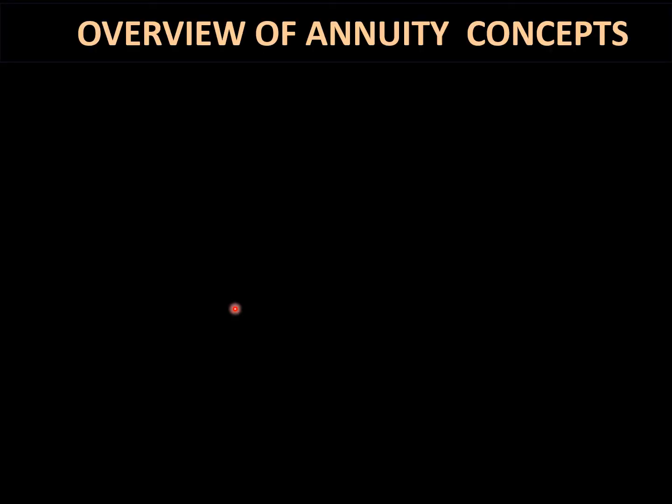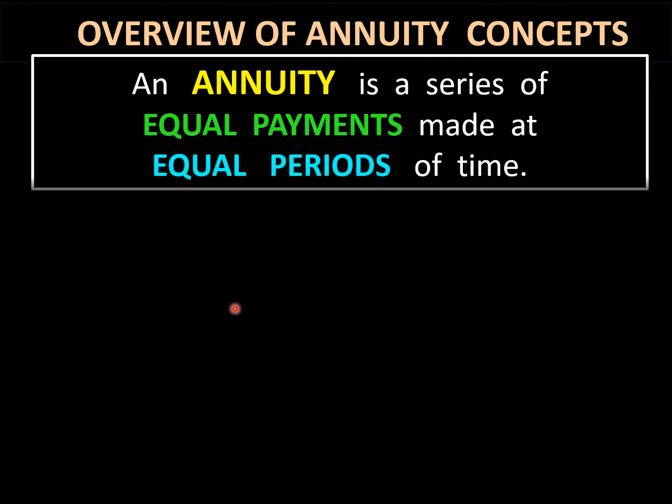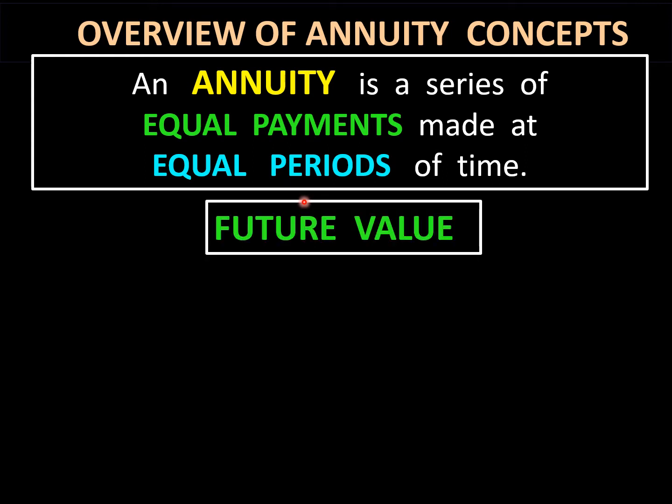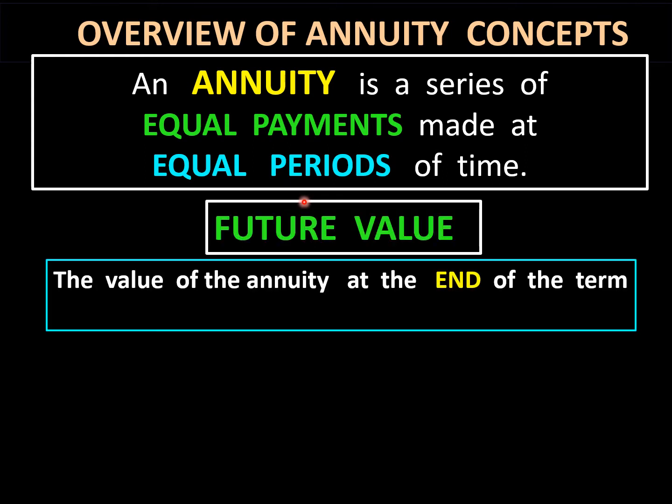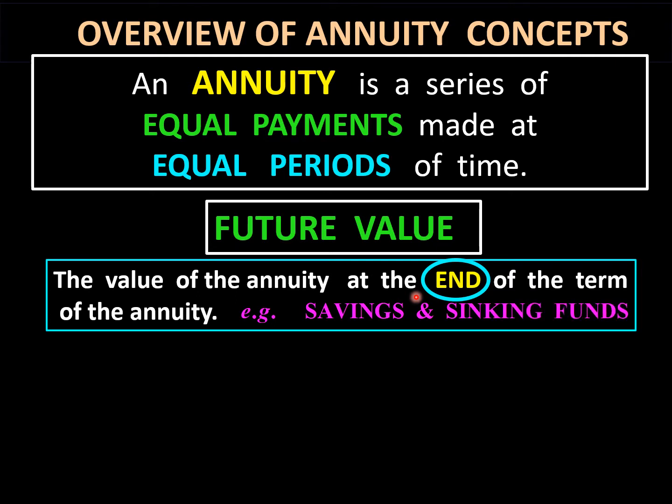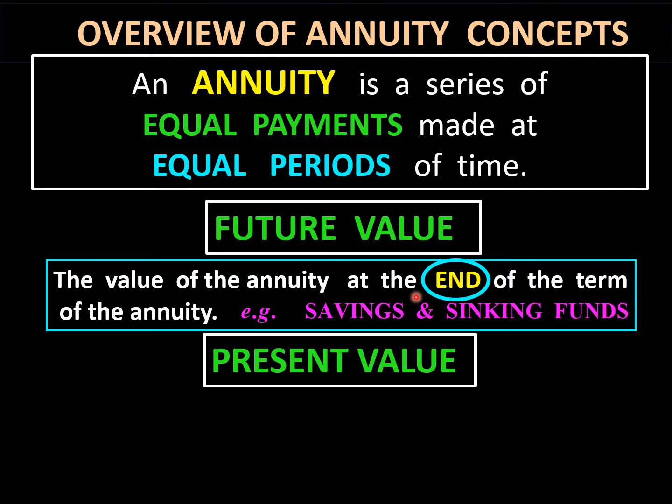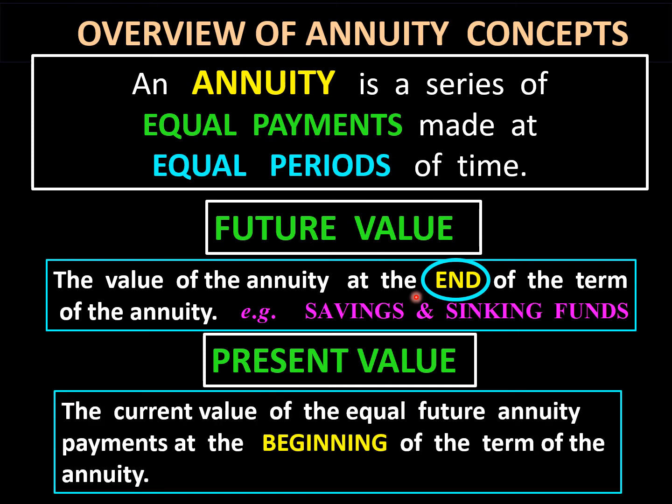Let's start with a brief overview of the concepts and formulae of future and present value annuities. Let's briefly go over the concepts discussed in the previous video. What is an annuity? An annuity is a series of equal payments made at equal periods of time. Then we have the future value of an annuity. That's the value of the annuity, and here the emphasis is on the end of the term of the annuity, for example savings and sinking funds. Then we have the present value of the annuity, which is the current value of the equal future annuity payments at the beginning of the term. So the difference here: that's the value at the end, this is the value at the beginning.